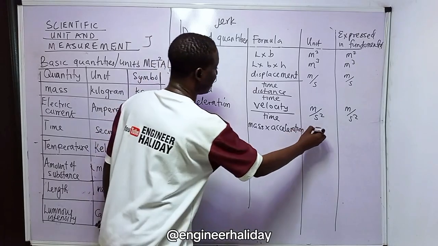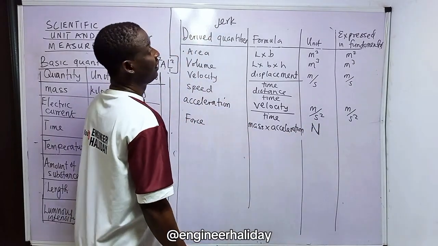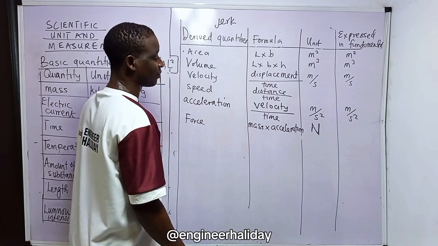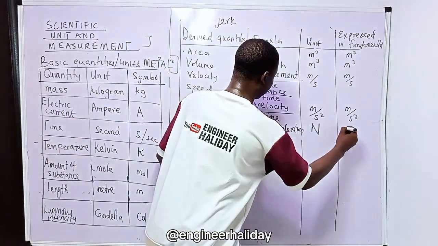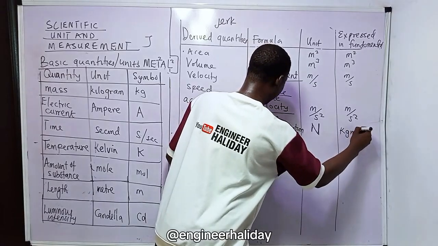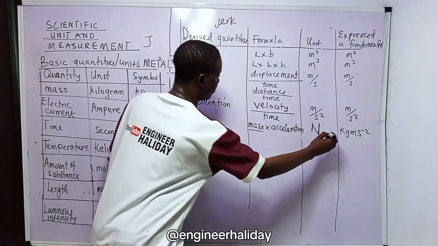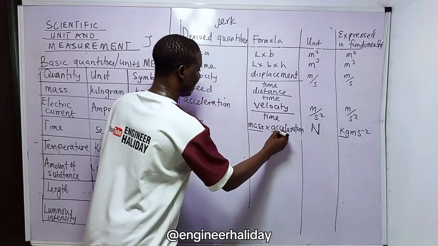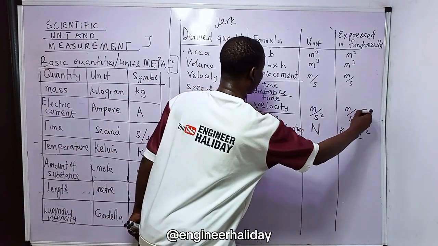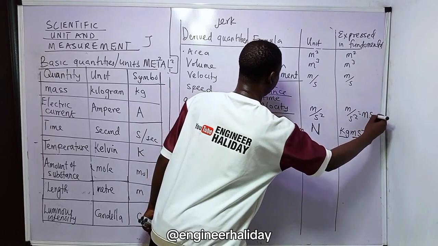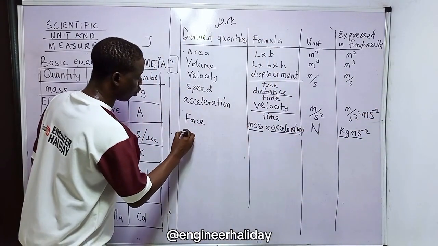Force is mass times acceleration, and it's measured in Newton, capital letter N. Why do we write the capital letter? Because the man that discovered force was Isaac Newton. In terms of fundamental units, it's kg meters per second square. Why? Mass is measured in kg, and acceleration is measured in meter per second square, so this can be written as kg m s^-2.